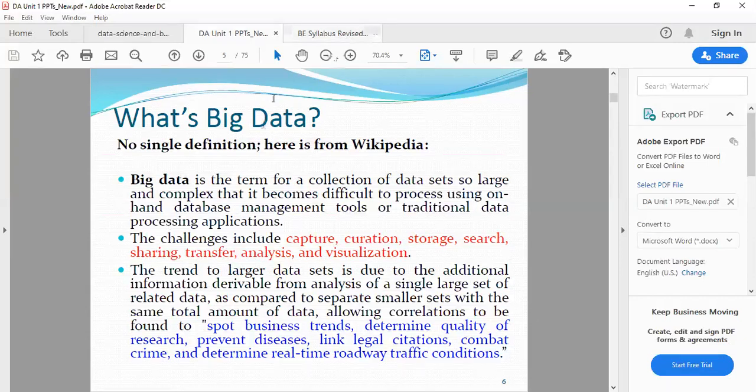Then the next point is the challenges for big data. There are so many challenges. We see them one by one. Capture, curation, storage, search, sharing, transfer, analysis and visualization. These are the challenges to handle big data. Okay. In this PPT, we'll cover the definition of big data and the challenges of big data.